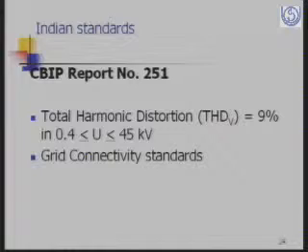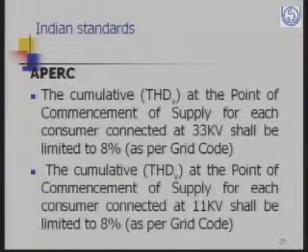So the limits being imposed on the harmonics, the earliest limits were imposed in the CBIP report number 251, wherein the total harmonic distortion limit was 9% in systems below 45 kV. Now we are specifying these harmonic grid connectivity standards, which, as I told you yesterday also, are likely to be notified very soon. These limits of harmonics are also being specified by the Electricity Regulatory Commissions, and one of these I have indicated as specified by the Electricity Regulatory Commission of Andhra Pradesh.